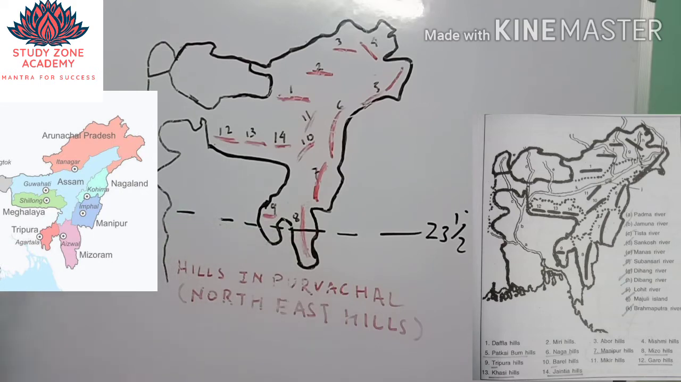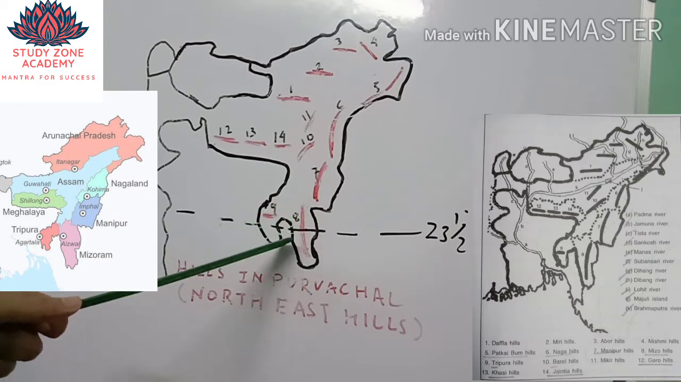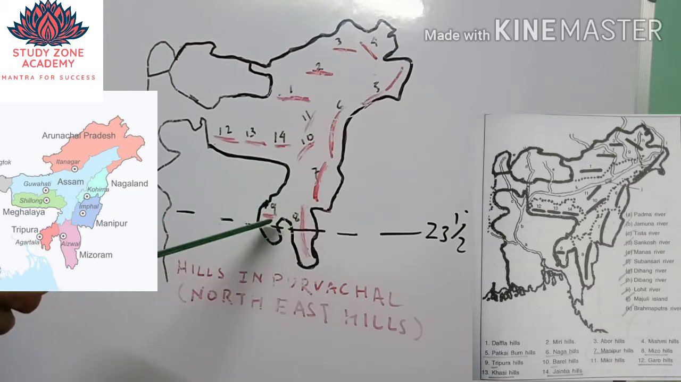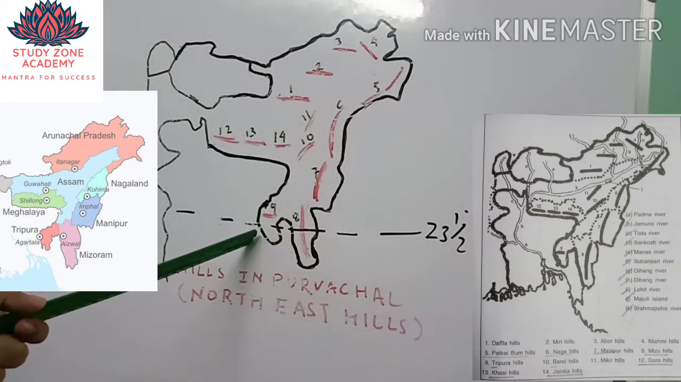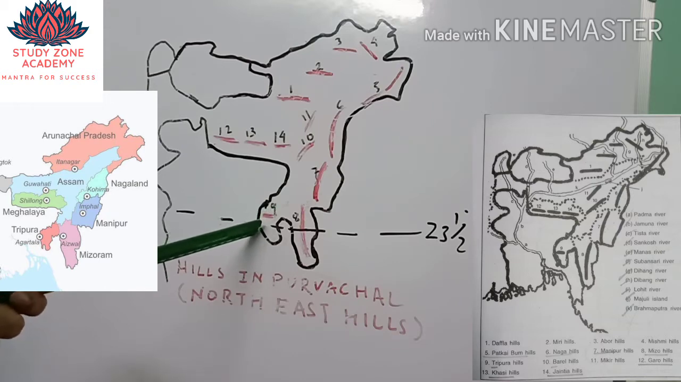So if they're asking you to draw the line, this line should pass cutting these two portions, giving it an A shape. You can see that it is looking like an A. Okay. So here we are going to find the Mizo Hills. Beside that, here we have the Tripura state. So we are finding here Tripura Hills, a very short hill.